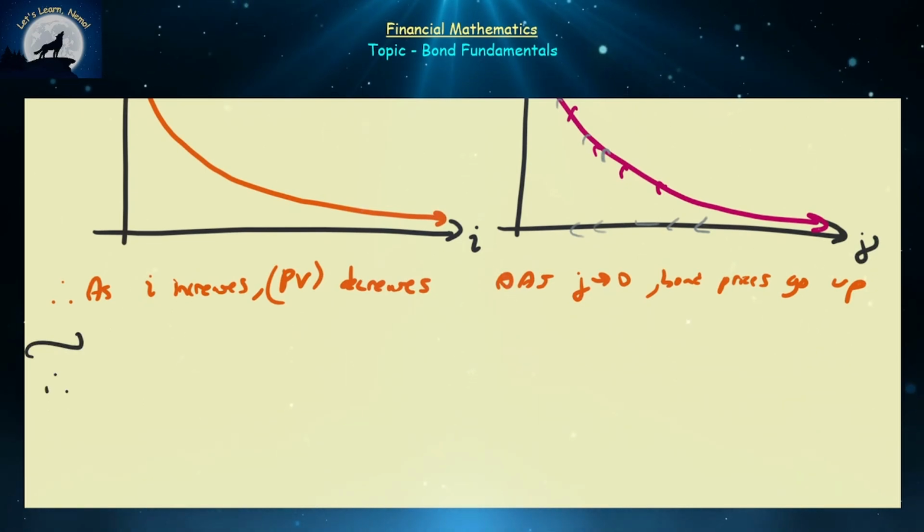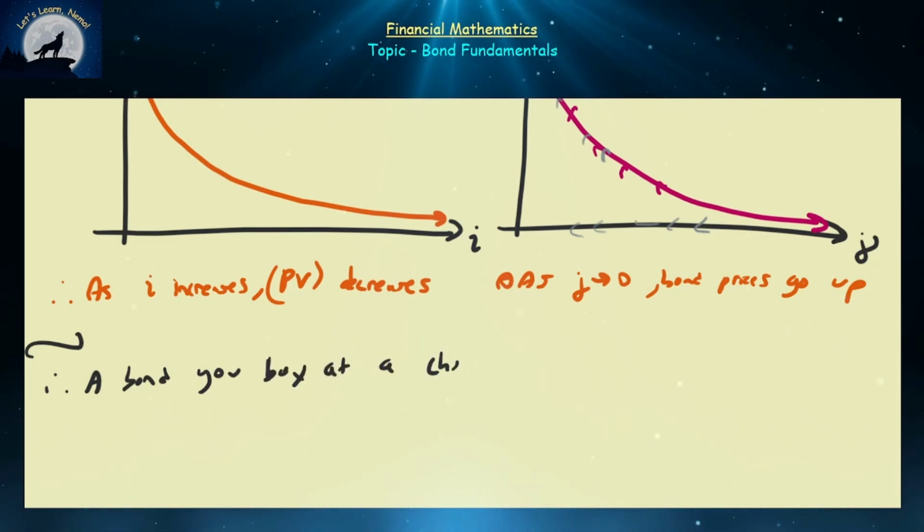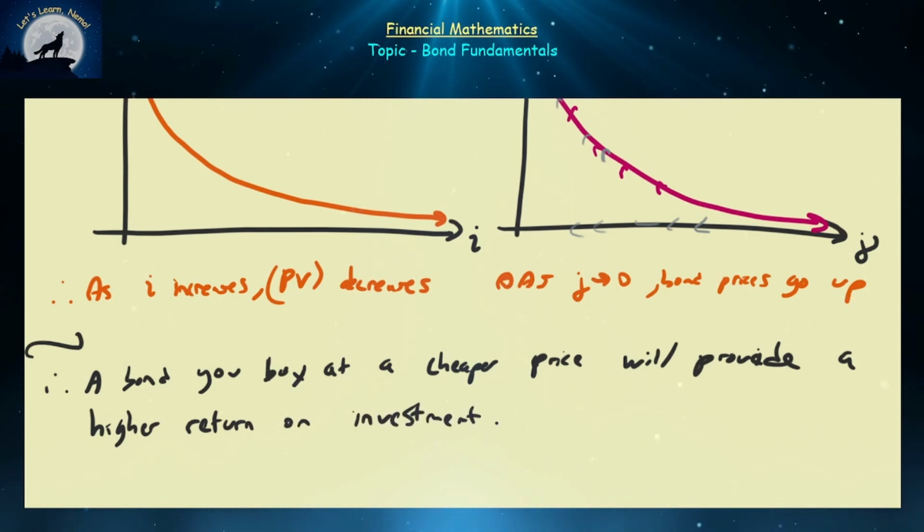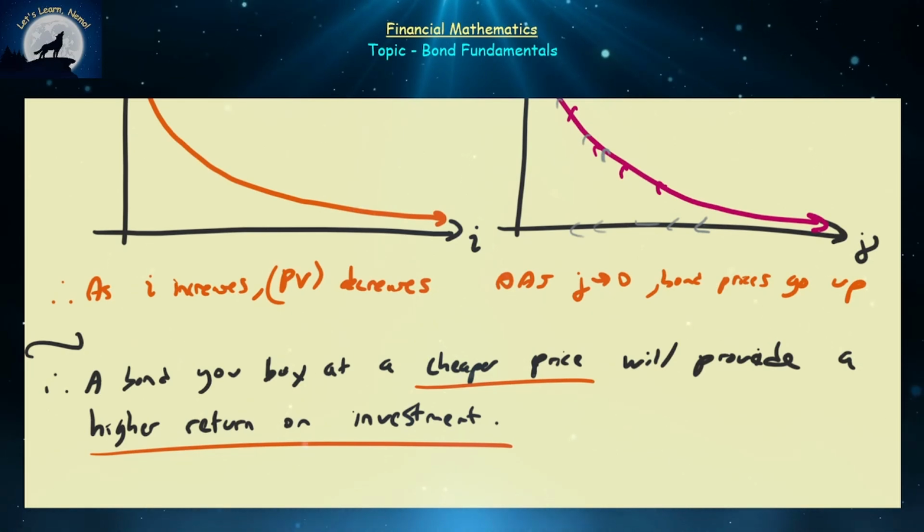So therefore, what can we conclude from that? A bond you buy at a cheaper price will provide a higher return on investment. Right? Assuming everything else is held constant, of course. So a bond that you buy at a cheaper price will provide a higher return on investment. Some people also use ROI to abbreviate return on investment. So those are just a couple things, terminology-wise, that you definitely should know with bonds.